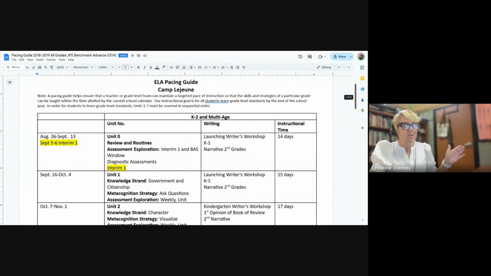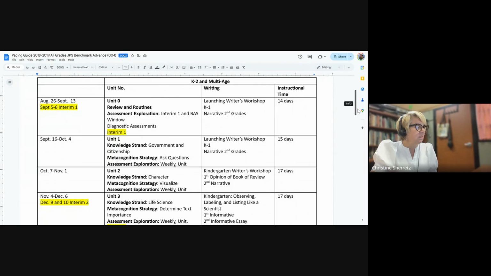So when teachers should start teaching, what units they should be on, and the instructional time. For example, Unit 1 was to start on September 16th after they have given their interim and set routines and procedures. And that strand was on government and citizenship. At that time, teachers knew they should launch their writer's workshop, and they were going to do narrative writing in second grade.